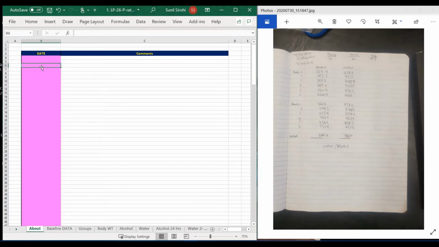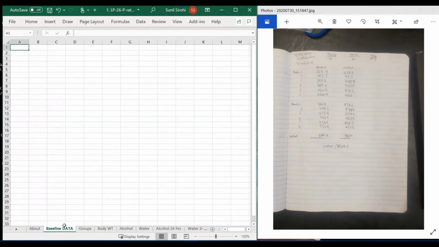For example, if the animals are on diet, we have to say animals started on diet. If the animals started drinking alcohol today, then we put the date here that today the animals started drinking alcohol. Let's say we do LD box, we write down the date and then we do LD box. If we tail bleed them for the plasma collections, we still have to write everything. All these details need to be there with the particular date. This is extremely important.